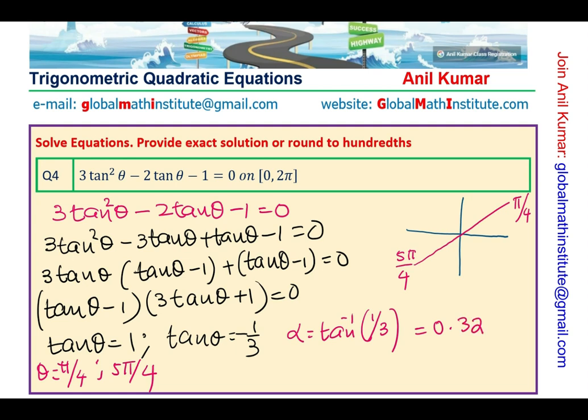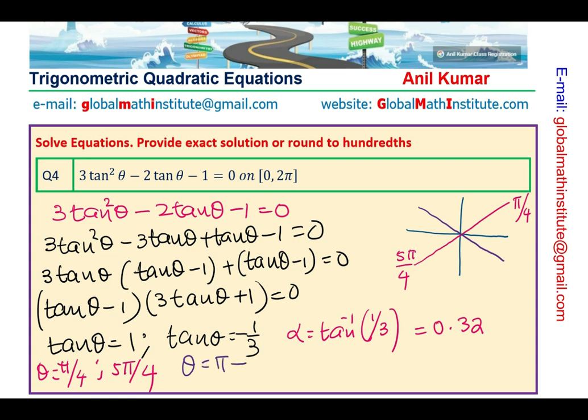Great. So if alpha is 0.32, then what should be the angle theta equals to? So angle theta, which will be in quadrant 2 and 4, should be pi minus 0.32, right? Which we can calculate, and 2 pi minus 0.32, correct? You can calculate these answers.